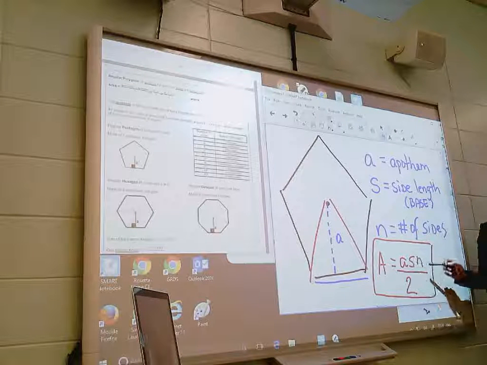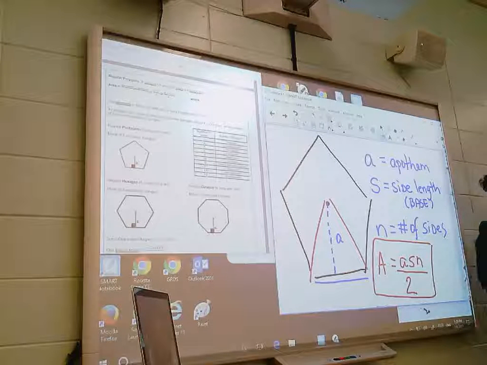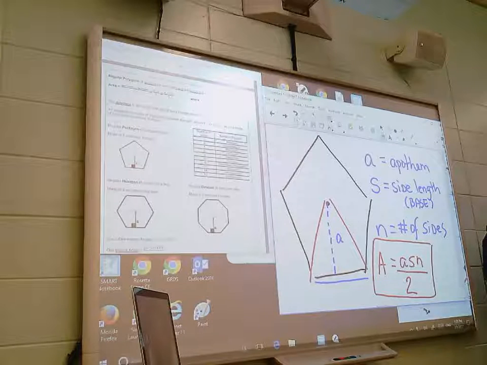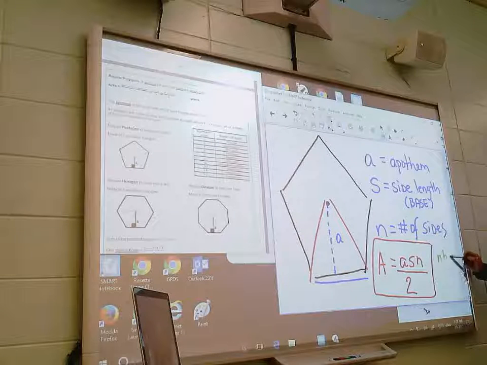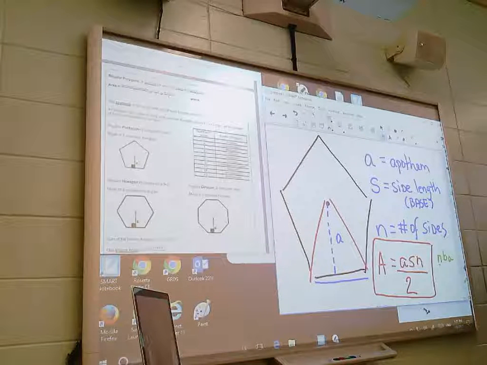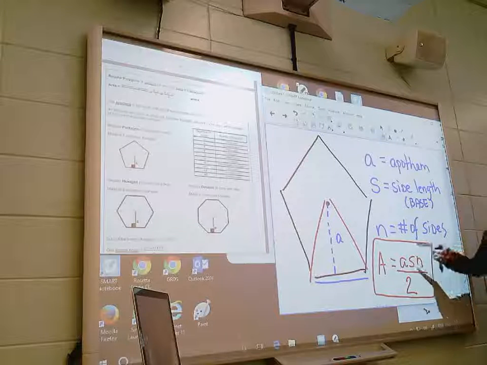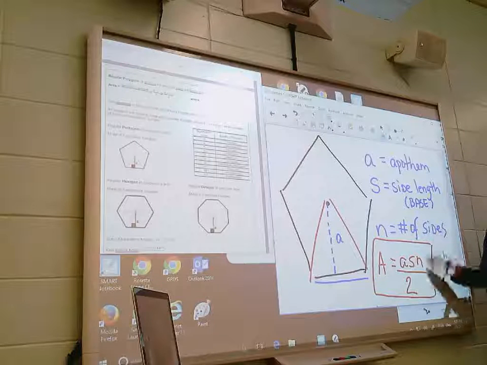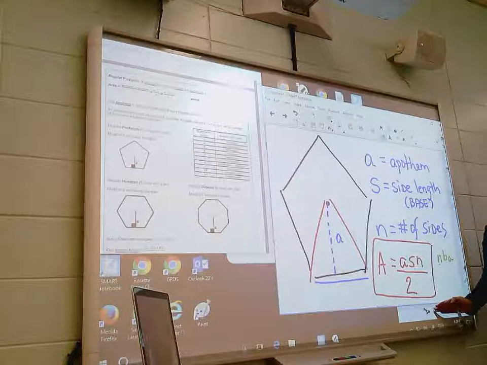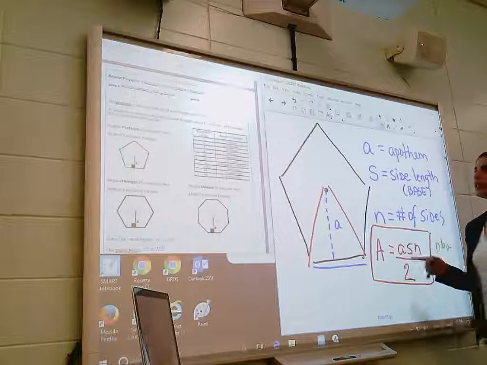Does ASN have to be in that order? No. I have teachers that call it NBA. You know what NBA stands for, besides the basketball NBA? Number of sides, base, apothem. It's going to give me the same answer. Our book right now uses ASN divided by 2. So I am going to be consistent with the book and hopefully the tests that you see. We are going to do examples in the next few minutes.